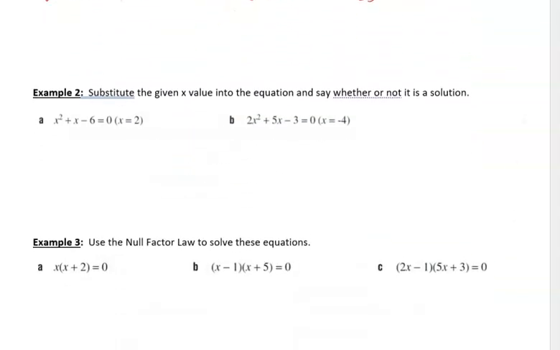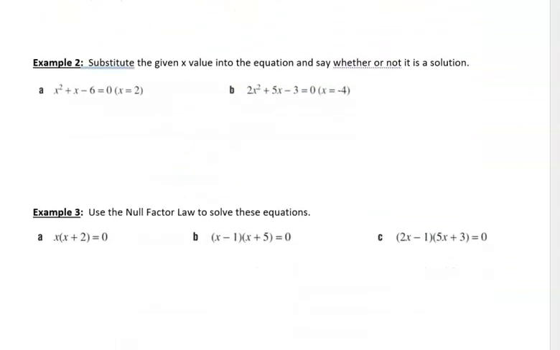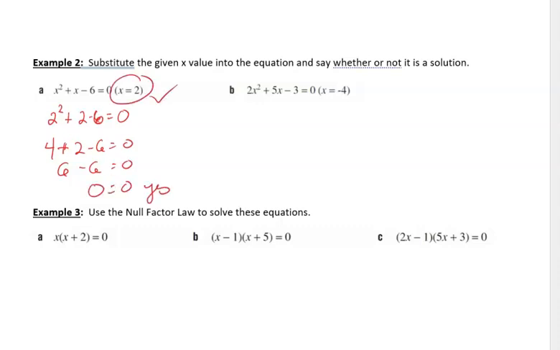So now we're going to substitute the given value in the equation and say whether or not it's the solution. If it is the solution, whatever we work out will be equal to 0. So now we have, if x equals 2, we'll square it, put 2 in there, plus 2, minus 6, equals 0. 2 squared is 4, plus 2 minus 6, order of operations, 6 minus 6, yes. So that means that x equals 2 is a solution to that equation.